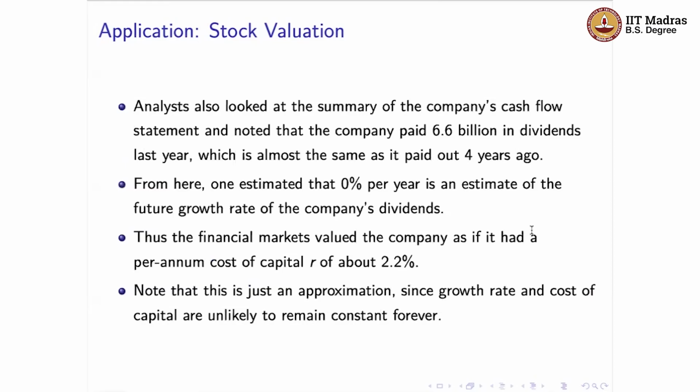Well, one way of looking at it is to see the trend of dividend payments in this company. Again, remember, this is meant to be a rough exercise, so all of these are very rough estimates. Imagine that somebody saw that the company paid out 6.6 billion in dividends last year, and this is roughly the same amount it has been paying out over the last few years. From there, one can estimate that the company's dividends do not seem to be growing, and perhaps 0% per year is a good estimate of the future growth rate of the company's dividends, right? Again, very rough approximations based on the last few years of data.